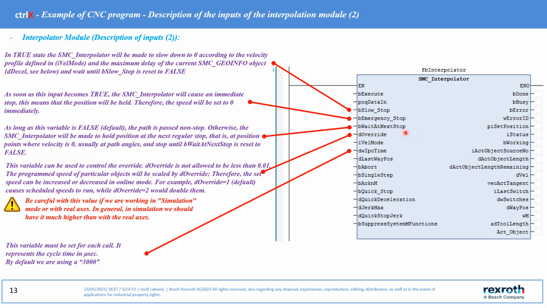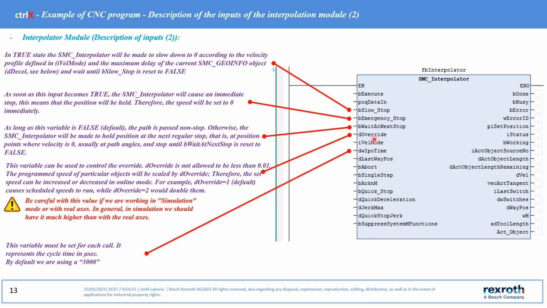B wait at next stop. As long as this variable is false, the path is passed non-stop. Otherwise, the SMC interpolator will be made to halt position at the next regular stop, that is, at position points where velocity is 0, usually at patched angles, and stop until B wait at next stop is reset to false.